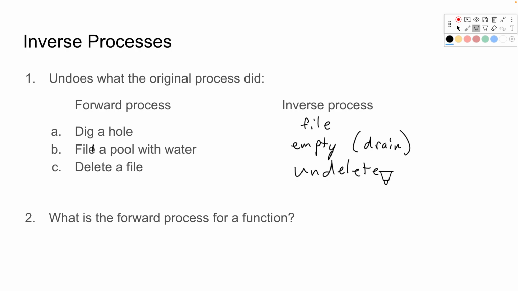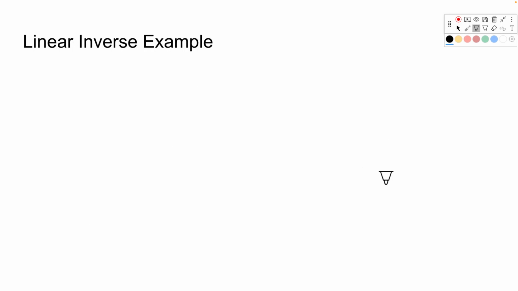Good. I've had a couple where the disk went down, and I've tried. I probably could have paid somebody to recover it, but I didn't want to pay that much, so I just threw it away. So what is a forward process of a function? It's whatever. Take that input, put it out.